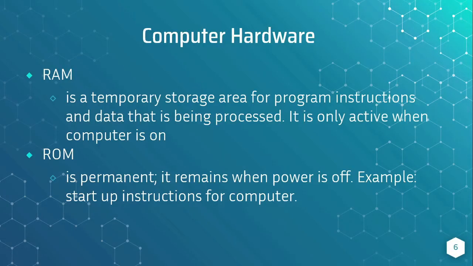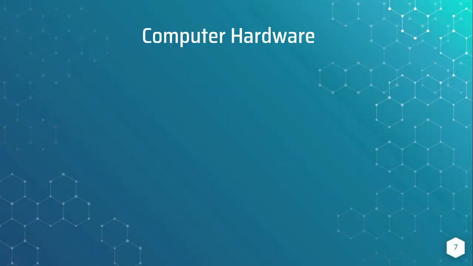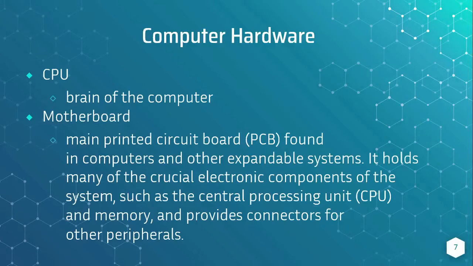Okay, let's talk about the different hardware. So we have the RAM. Your RAM is a temporary storage area for program instructions and data that is being processed. It is only active when the computer is on. We have your ROM. It is permanent. It remains when power is off. Example, startup instructions for the computer. We have the CPU, or the brain of the computer.